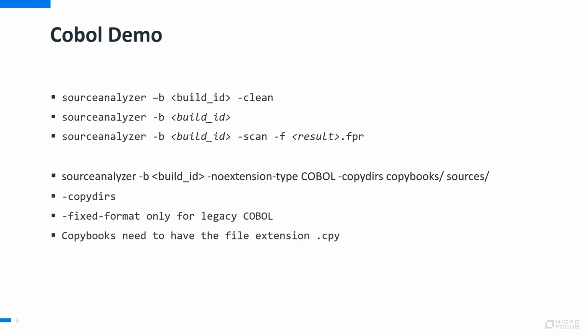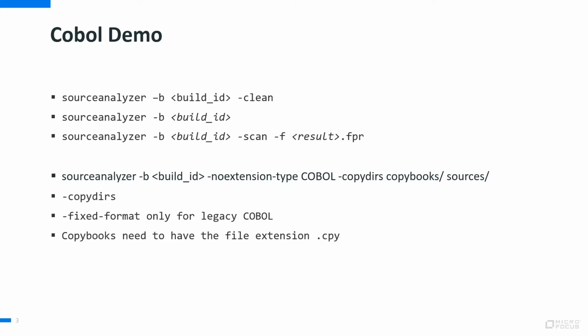We can just use this additional parameter, -no-extension-type COBOL. With that, we tell Source Analyzer that the moment it finds files which do not have an ending, it should treat them as Cobol. If your Cobol files have a CBL ending, for example, that is no issue, and you will not need that parameter. The other parameter is copy dirs.